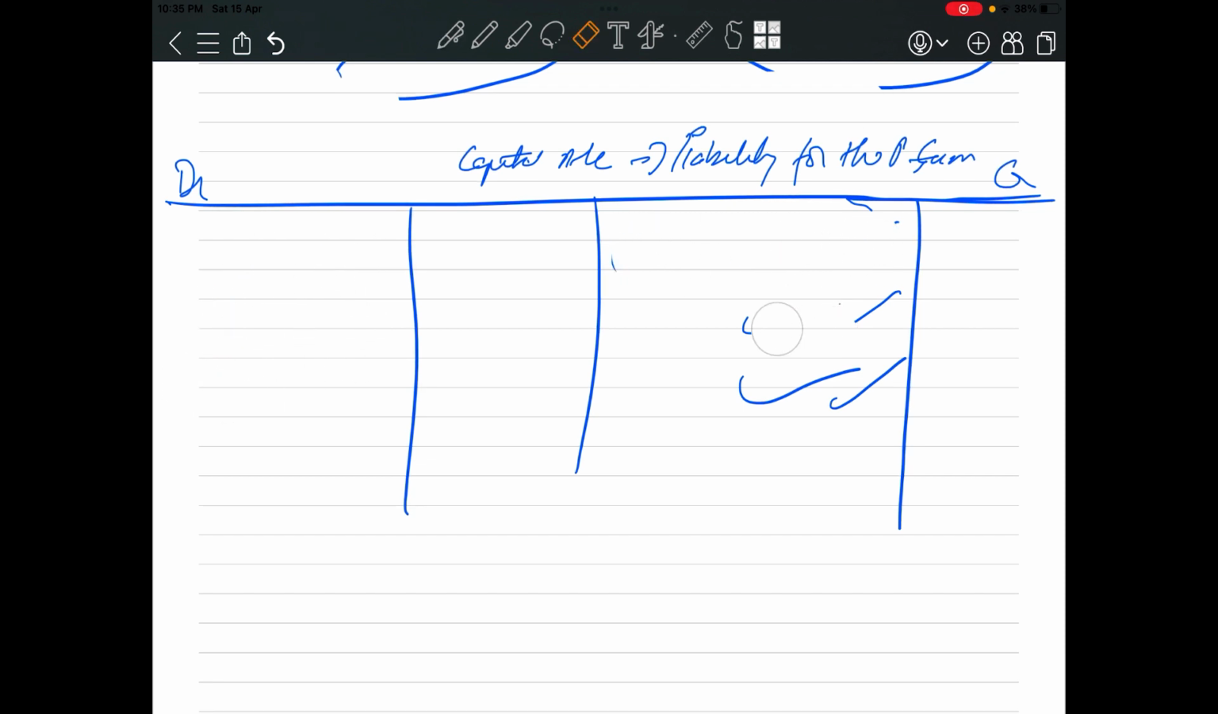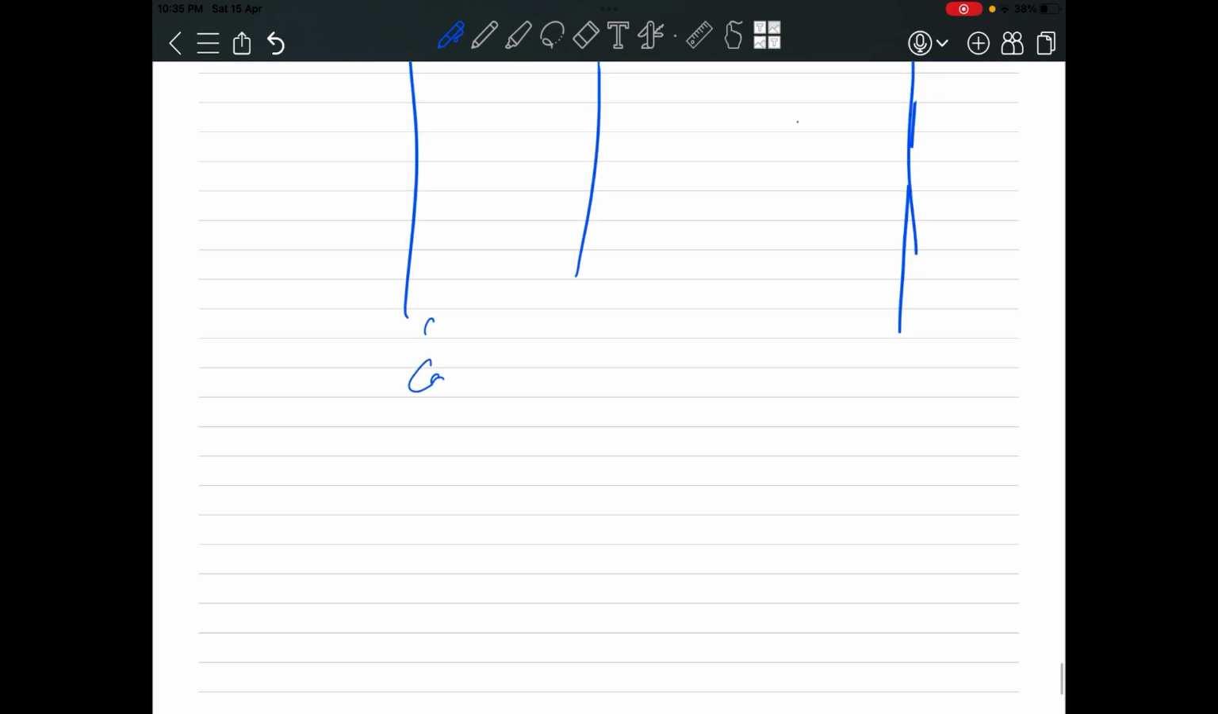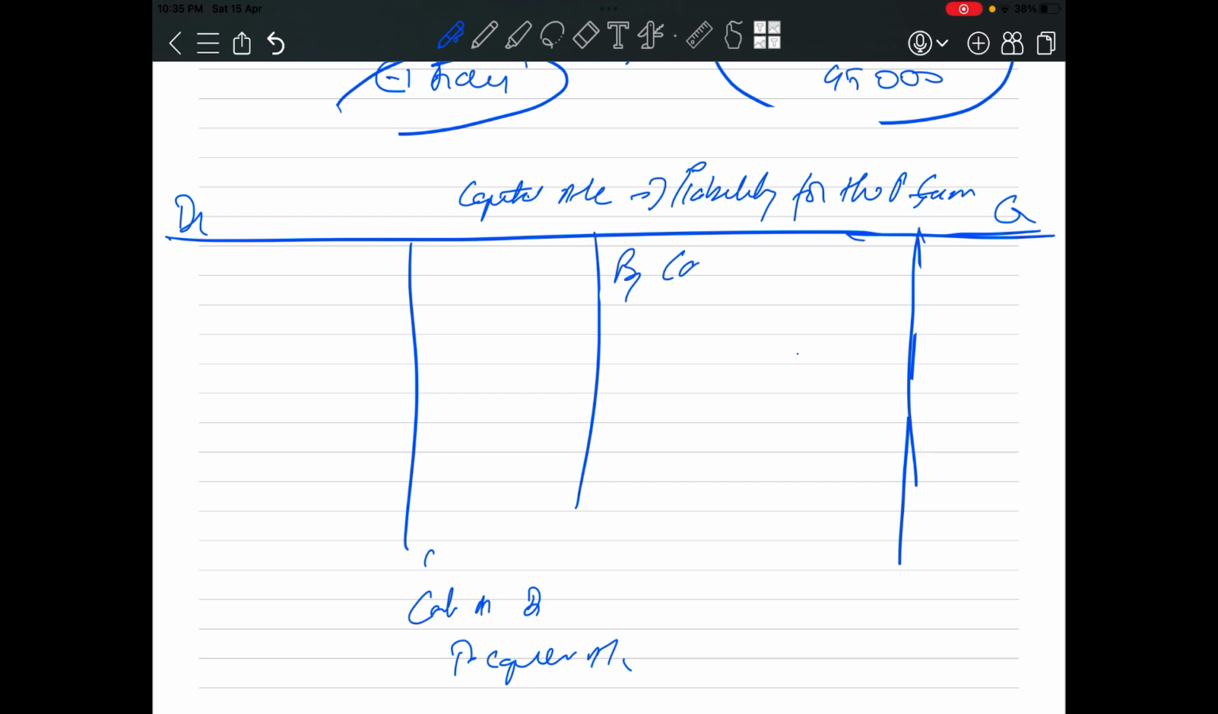Now see, what are the items of the partner's capital account? Say for example, you have introduced fresh capital of rupees 1 lakh. What will be the journal entry? The journal entry will be cash account debit to capital account. So you will have here by cash account, capital introduced.